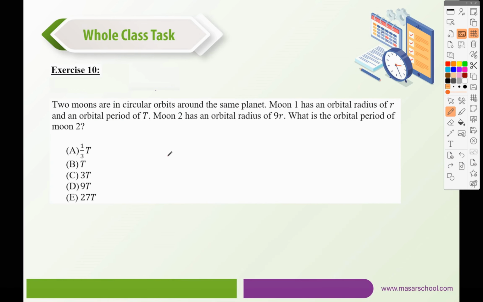Two moons are in circular orbits around the same planet. Moon 1 has an orbital radius r and orbital period T. Moon 2 has an orbital radius of 9r. What is the orbital period of Moon 2?